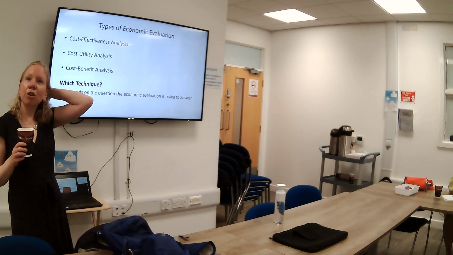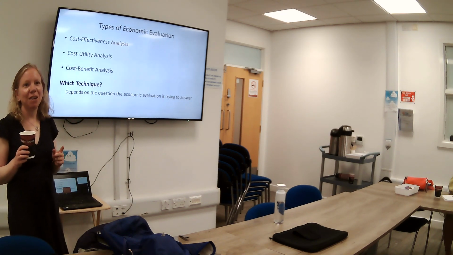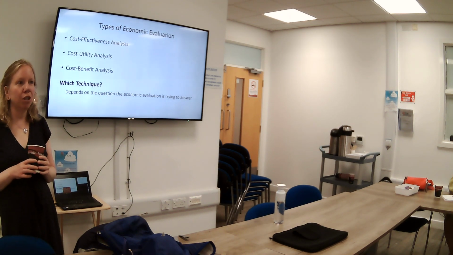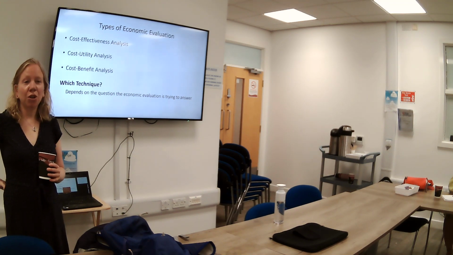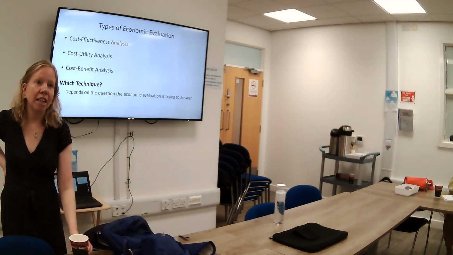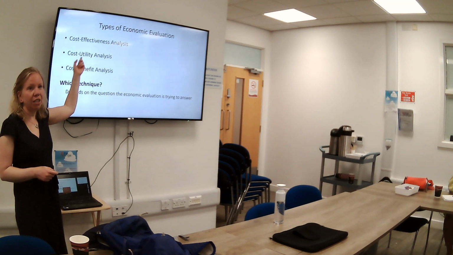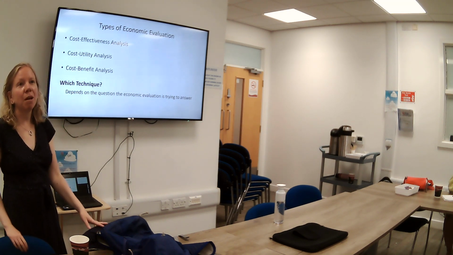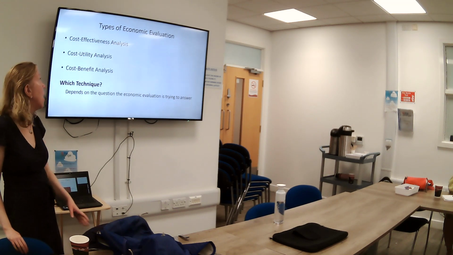They're used by different people. The Treasury is a big fan of cost-benefit analysis, so work for the Treasury usually uses that. As well, in areas like environmental economics, they tend to use cost-benefit analysis. NICE, for healthcare decision-making, tend to use cost-utility analysis because there's a measure, quality-adjusted life years, and that's how they make decisions.